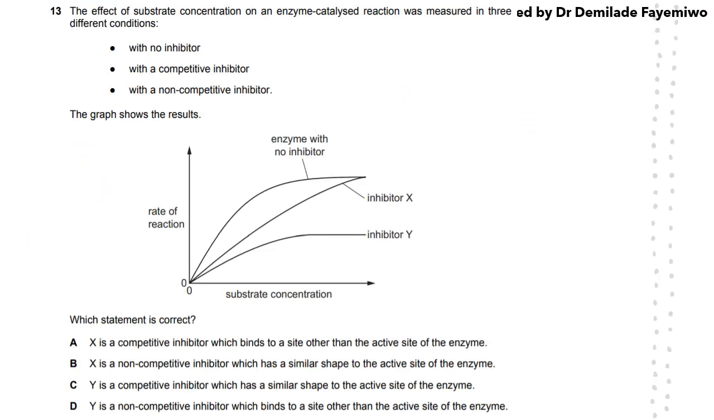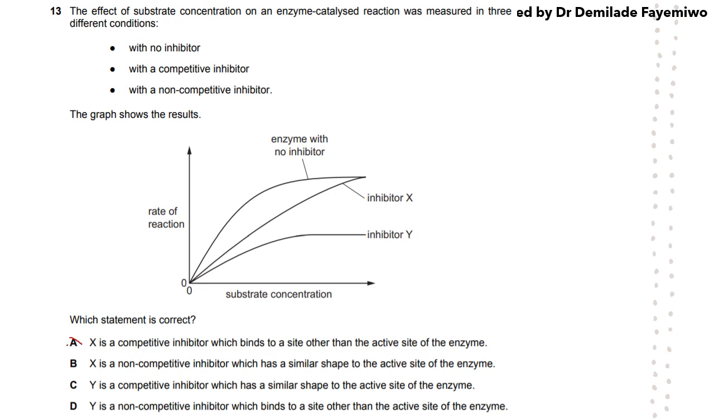Let's look at number 13. Number 13 says here that the effect of substrate concentration on an enzyme catalyzed reaction was measured in 3 different conditions: with no inhibitor, with a competitive inhibitor, and with a non-competitive inhibitor. And I hope you guys remember inhibition and how that works. And so we have the graph that shows the results, and it says which statement is correct. So statement A says X is a competitive inhibitor which binds to a site other than the active site of the enzyme. That is certainly wrong.